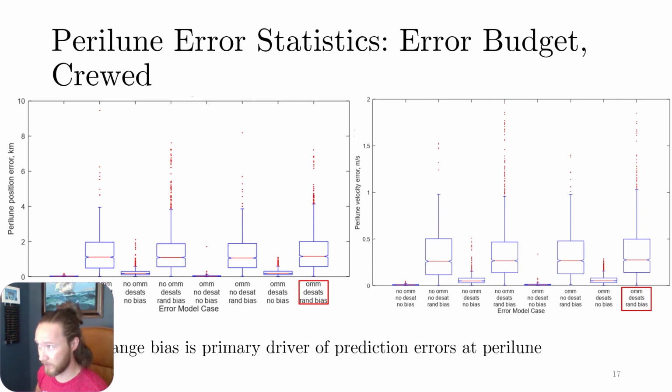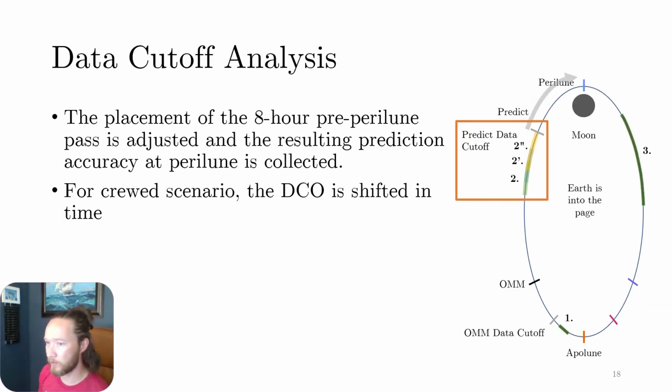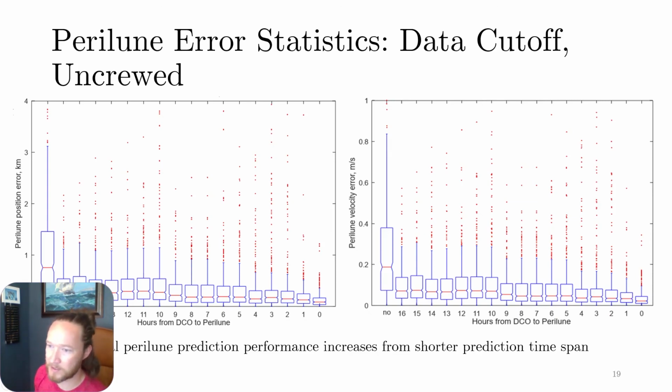The other analysis we looked at that we'll be talking about today is moving this pass, the number 2 pass, around for uncrewed, or just moving our data cutoff backward in time or forward in time when we're crewed. And so when we're uncrewed, if we skip that pass entirely, we don't have any tracking data that rectifies the orbit maintenance execution errors, so under the modeling of the simulation, we can expect these position and velocity errors.